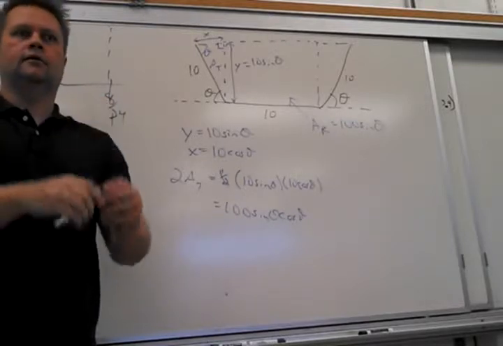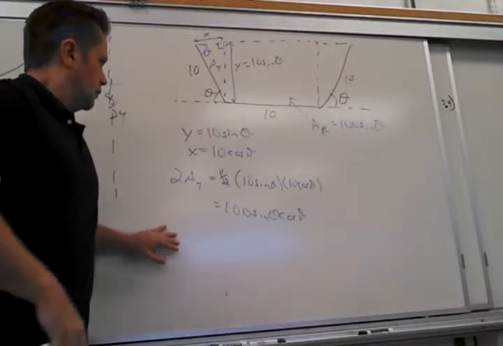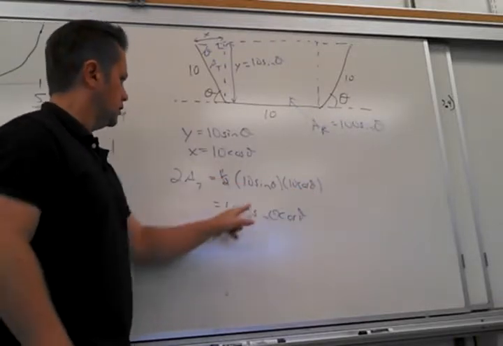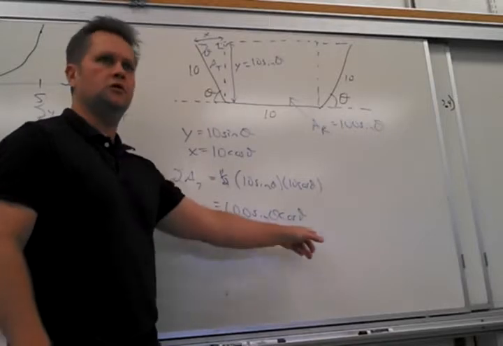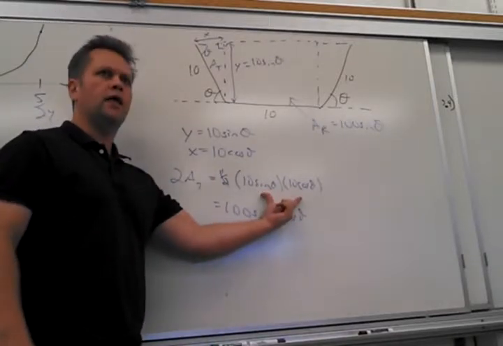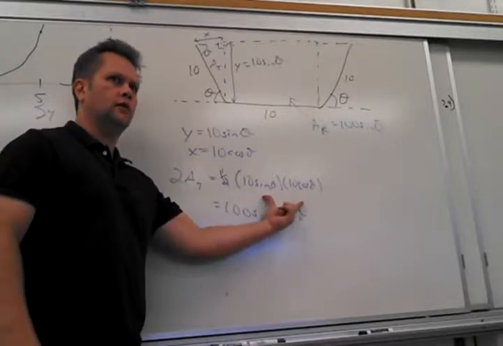Yes? How did you get 100? Oh, just multiply. 10 times 10 is 100. Sine times cosine is sine times cosine. Is that really what you're asking, or are you curious about where that came from? Okay.